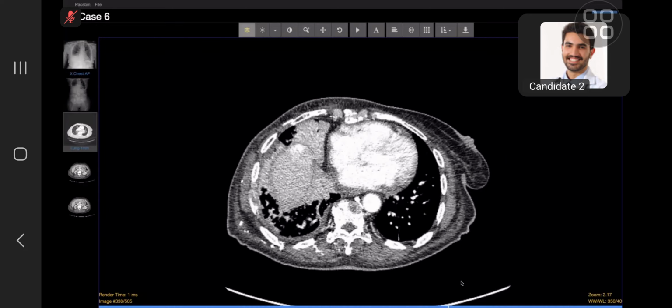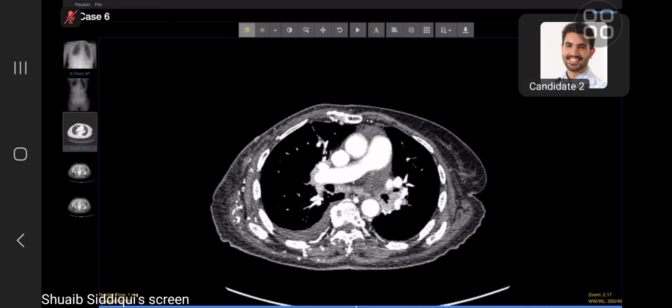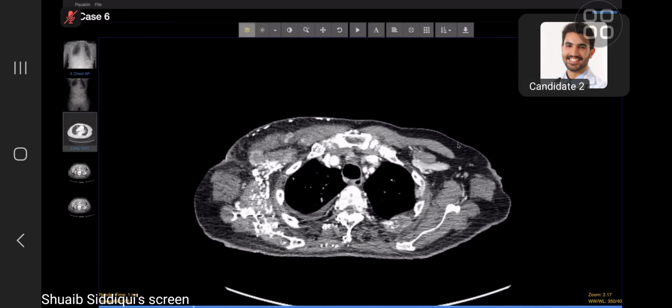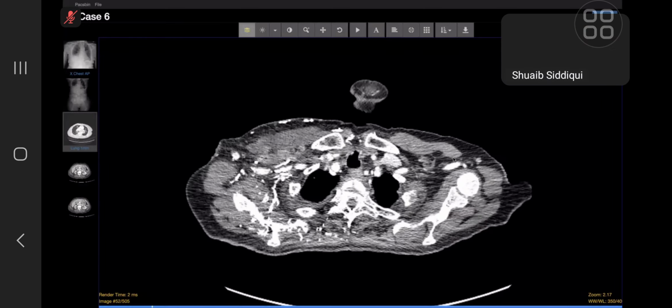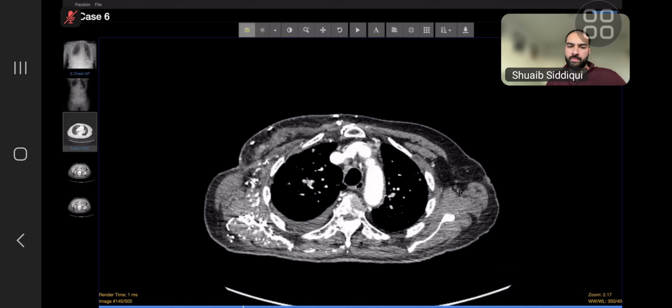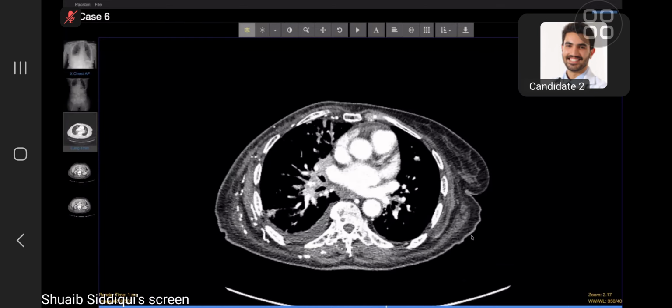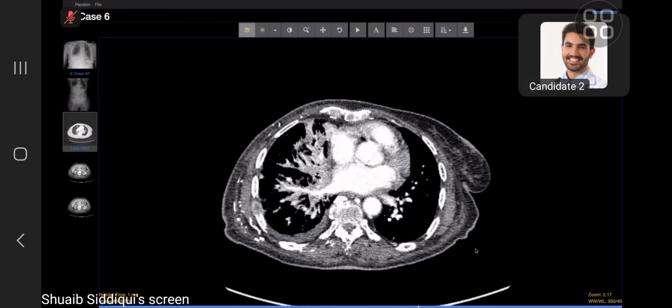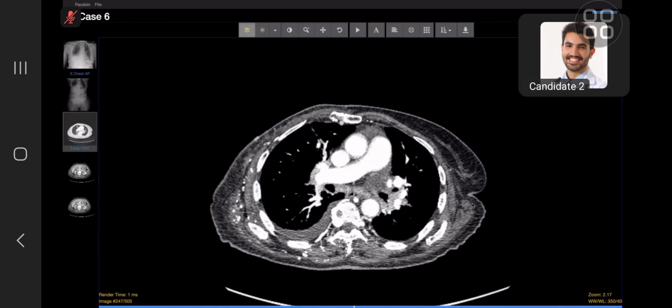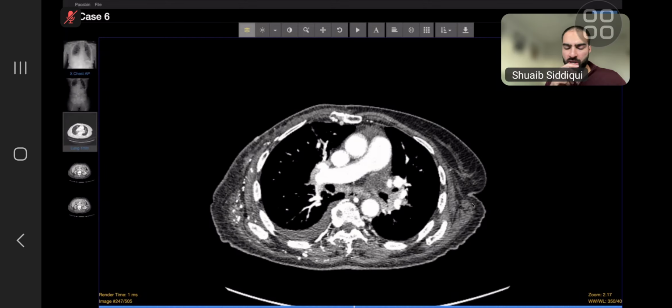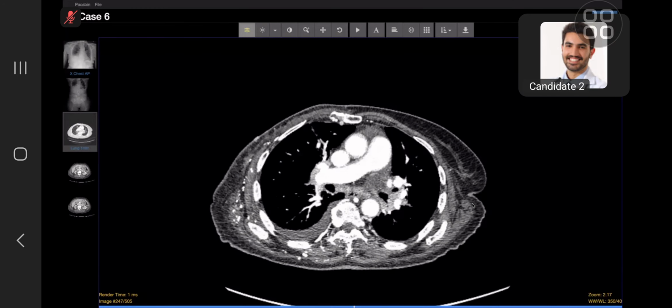Multiple lymph nodes, mainly within the hilar region. I think they are bilateral. So summarize to me what you think is going on here. So this is a case of metastatic breast carcinoma with involvement of the lung, lymph nodes, bone, liver as well, with lymphangitis carcinomatosis and malignant right-sided pleural effusion. What makes you say it's breast cancer?